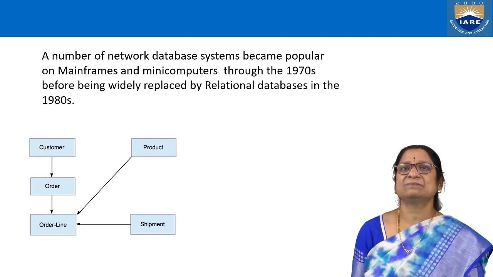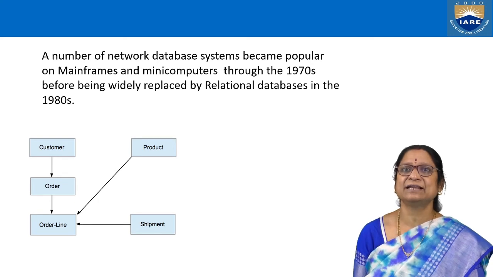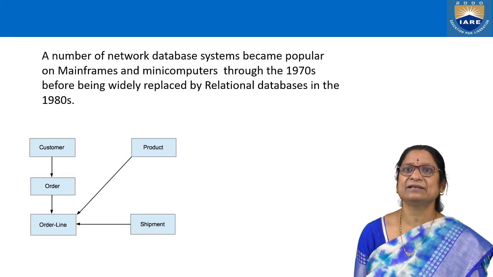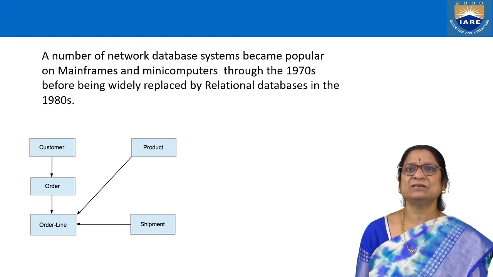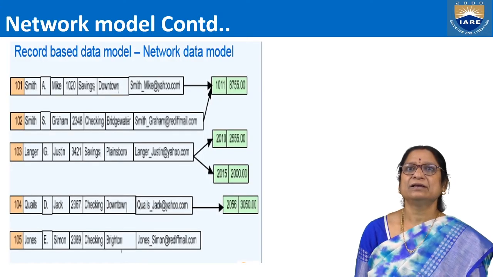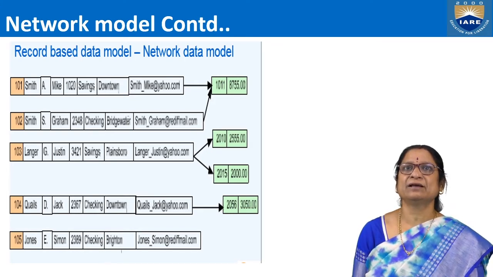You observe here, customer data is there, order line is there, product is there, shipment. Customer is connected with order, order is connected with the order line, product is also connected with order line, and again shipment is connected with order line. It's not hierarchical. It's a net. Many-to-many relationships are there. You observe the order line is connected with 3 or 4 items directly. If you are taking it in terms of the record-based view, you observe that each record represents one employee's data: 101, 102, 103, 104, 105.